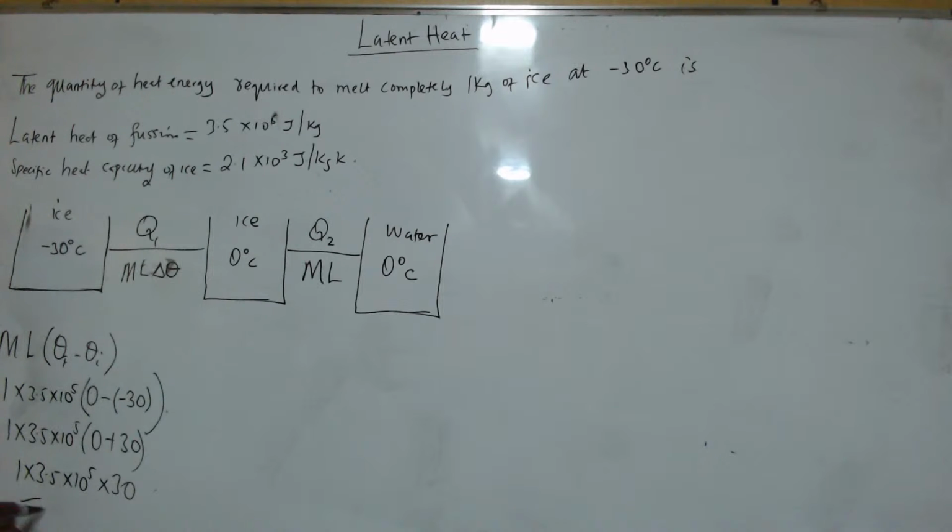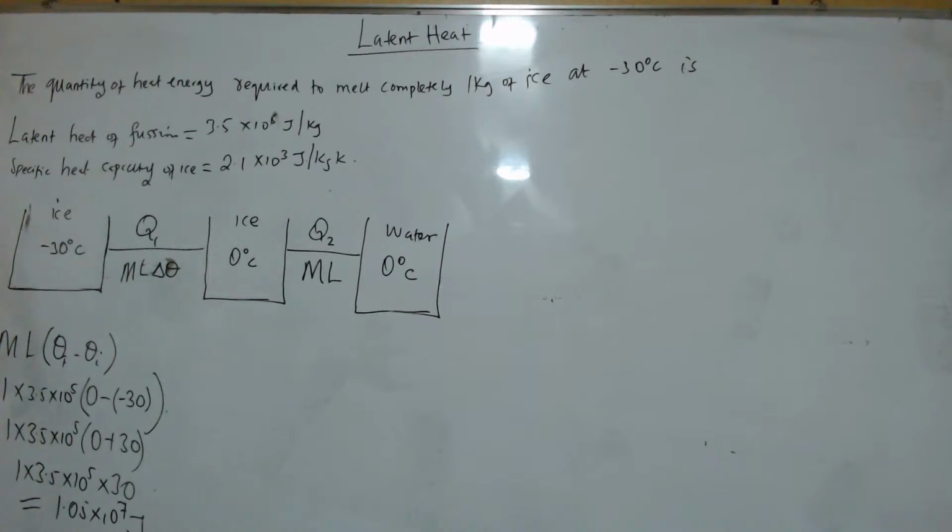So we have 1 times 30 times 2.1 times 10 to the power 3, which will give us 6.3 times 10 to the power 4 joules. That is the quantity of heat here.